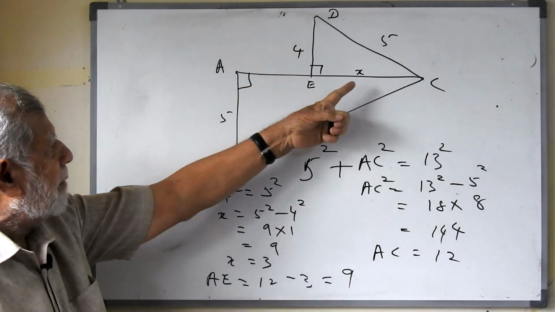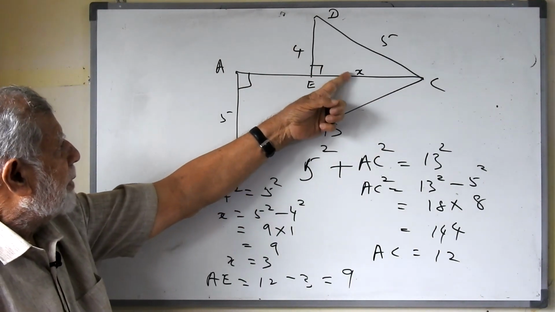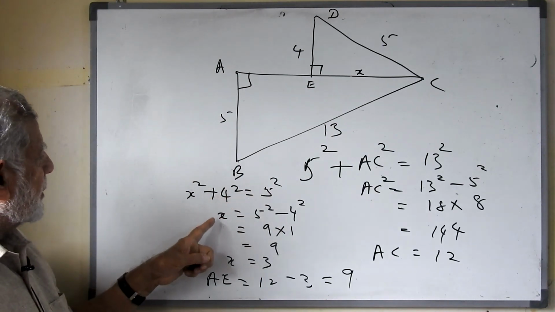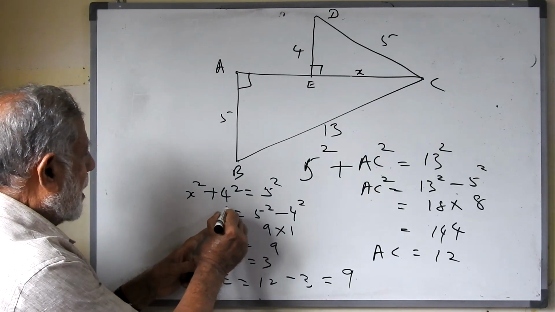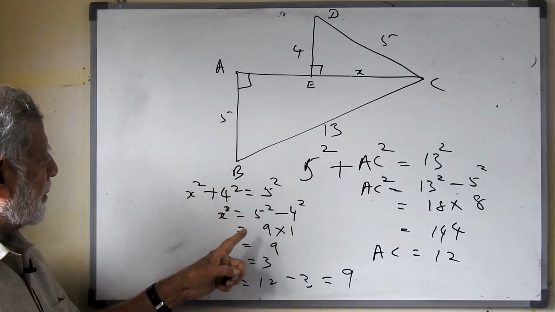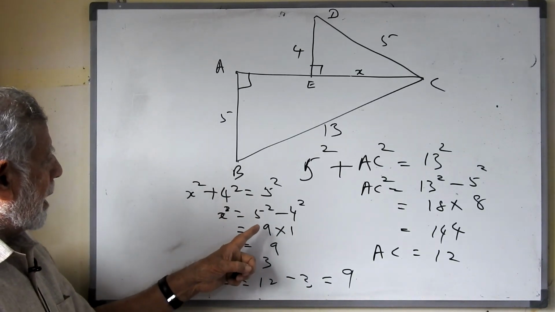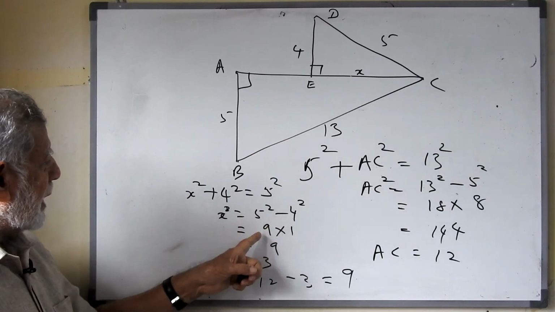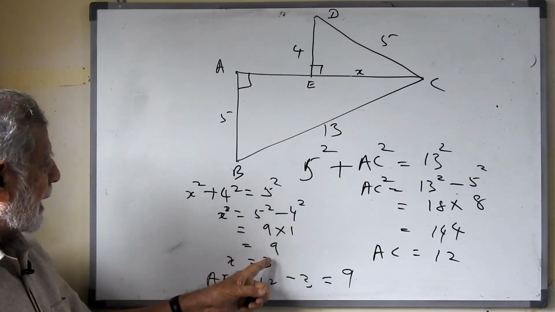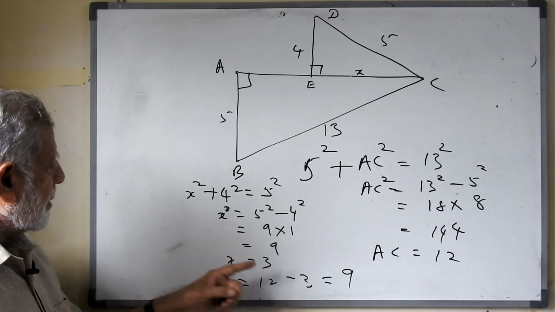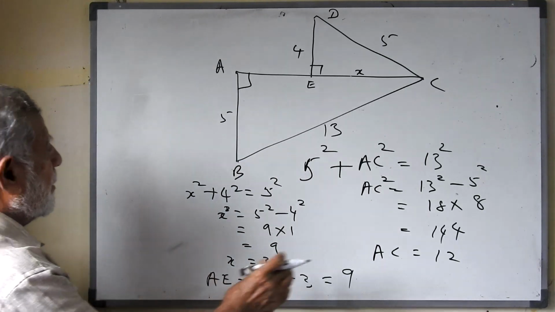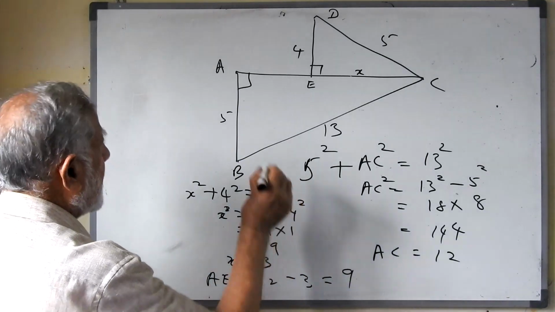So we have found out this whole length as 12. So from this triangle we applied Pythagoras theorem. So x squared plus 4 squared is equal to 5 squared. So x squared is equal to 5 squared minus 4 squared. We apply the formula 5 plus 4, 9, 5 minus 4, 1, 9 into 1, 9. So x squared equal to 9, x equal to 3. So we have found x equal to 3. So A is equal to 12 minus 3, that is equal to 9.